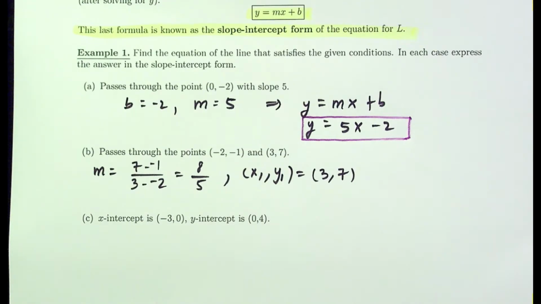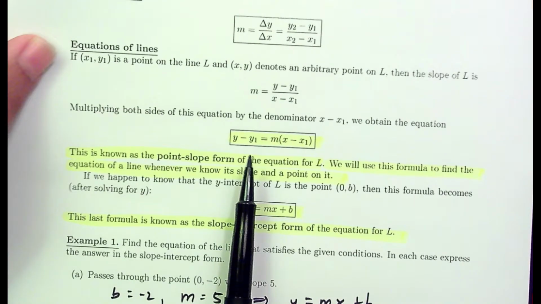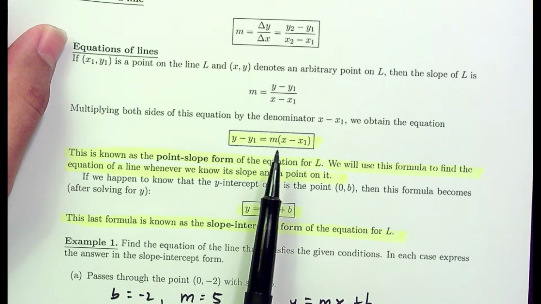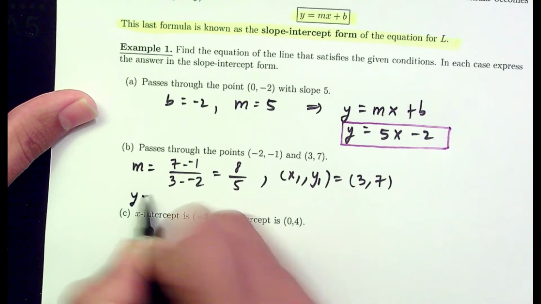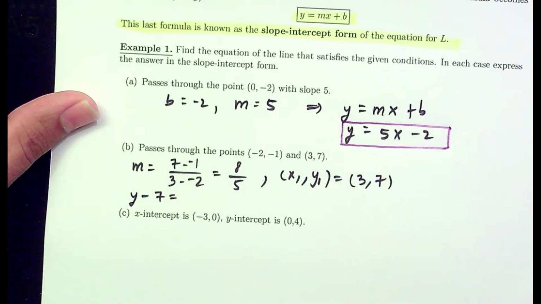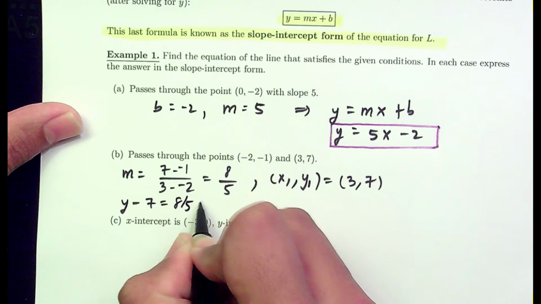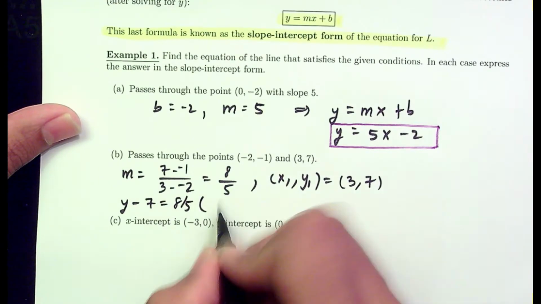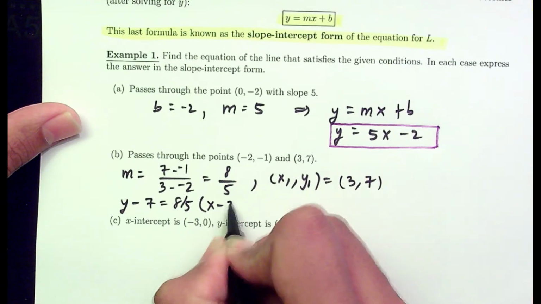Now, applying the formula y minus y1 equals m times x minus x1, the one you have to memorize, what do we get? y minus 7 equals m, which is 8 over 5, times x minus x1, which is 3.